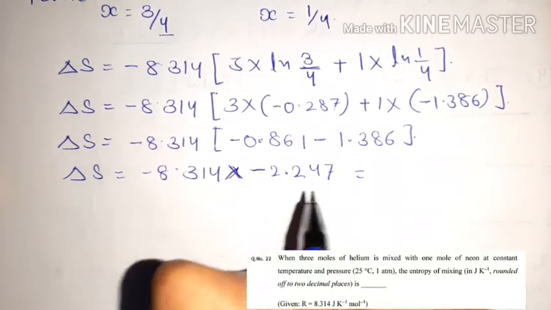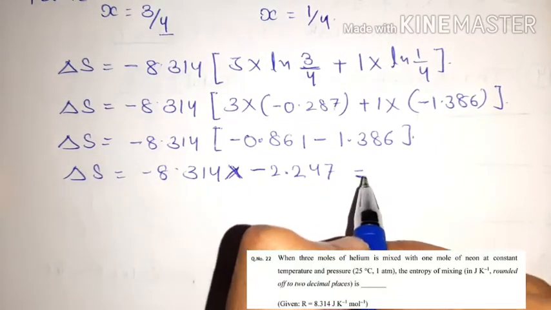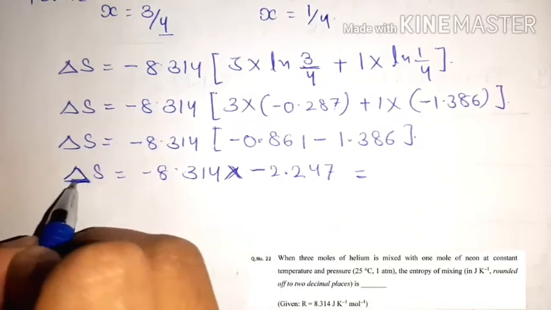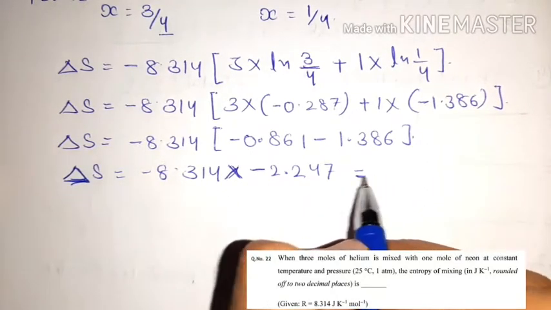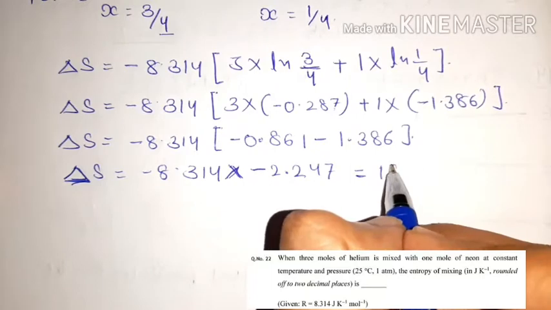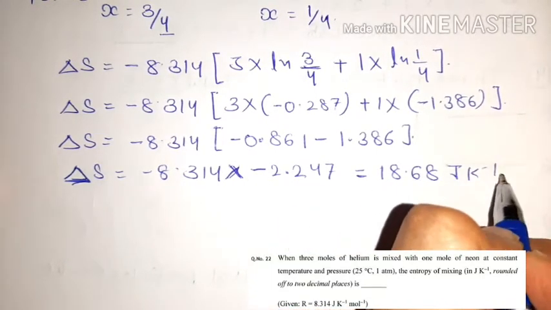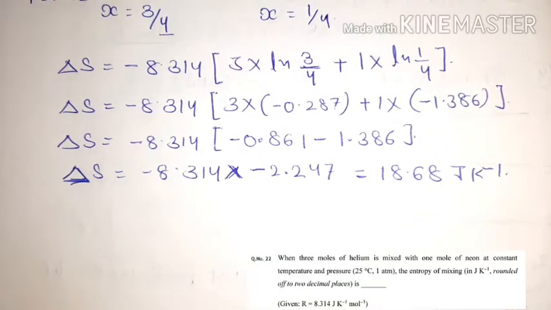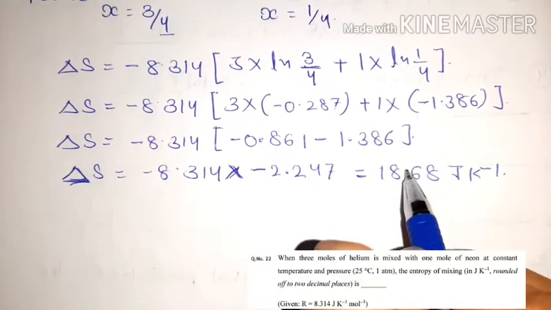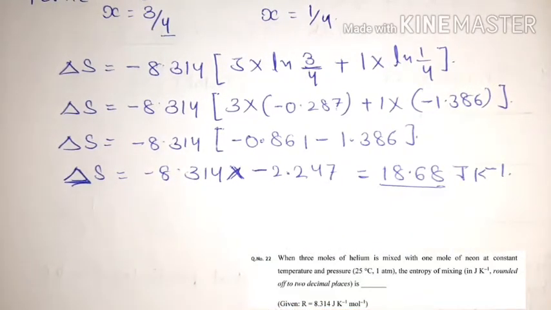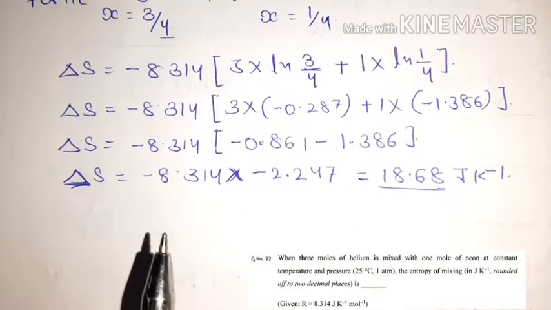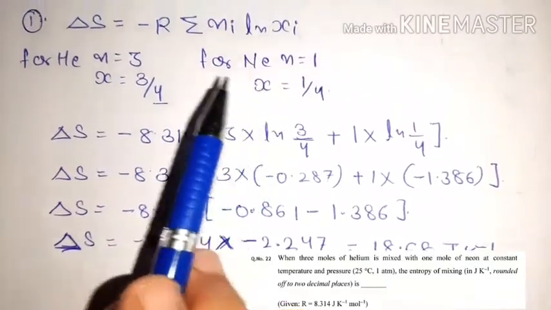we will get the value of delta S mixing. So the value of delta S mixing is 18.68 joule per Kelvin, and this is a numerical answer type question, friends, so you can put the value. So your value is 18.68 joule per Kelvin, that is the entropy of mixing. Understand? Okay, so this can be solved by this formula.